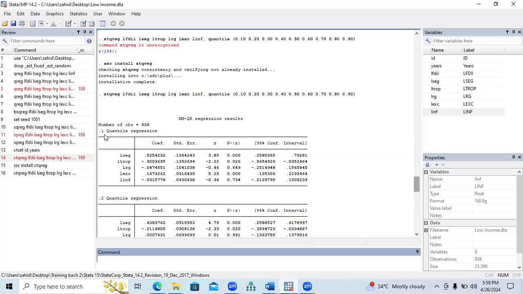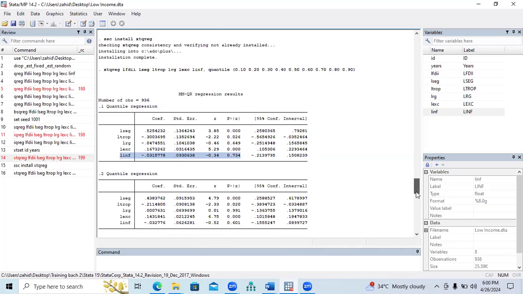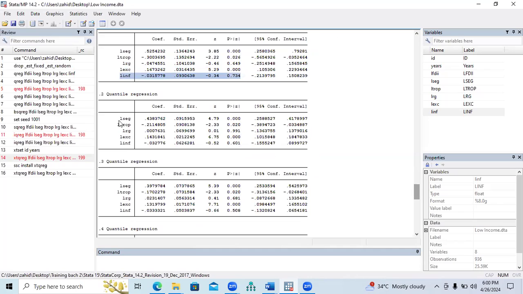You can see here at the 10% quantile, sustainable economic growth is highly significant. Trade openness is highly significant. Real growth rate is not significant here. Exchange rate is highly significant here, but inflation rate is not significant. In the second quantile, sustainable growth is significant, trade openness is negatively significant, and exchange rate is also significant.